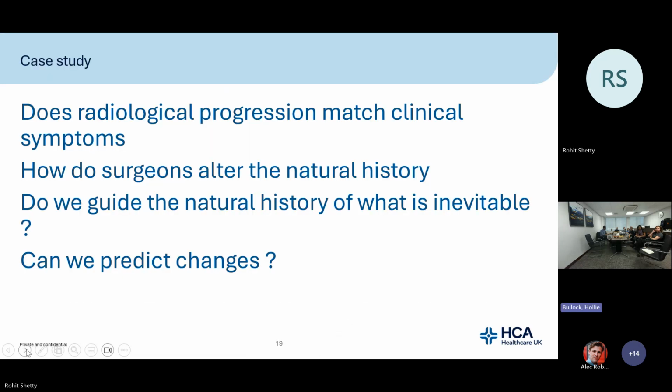We've been through that. Okay, so in terms of does radiological progression match clinical symptoms, we as surgeons are aware that if you look at the natural history of a condition by intervention, i.e. by doing an operation, you might alter some of the natural history. And I can give you an example. And is it possible at all, based on an individual, whether we can predict those changes?